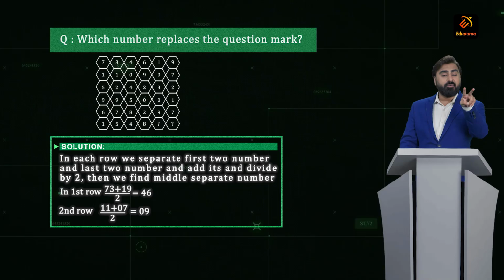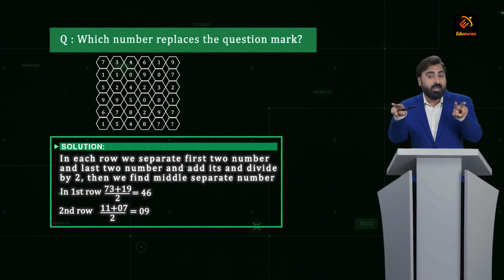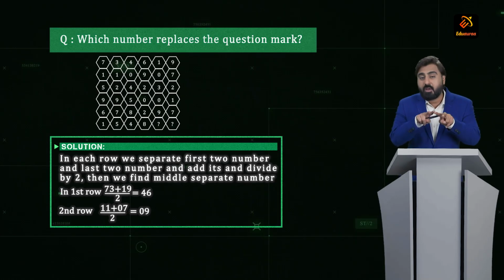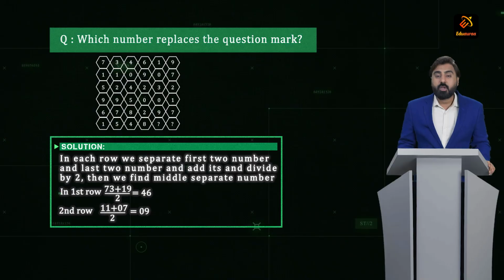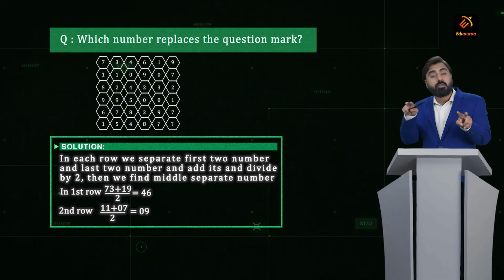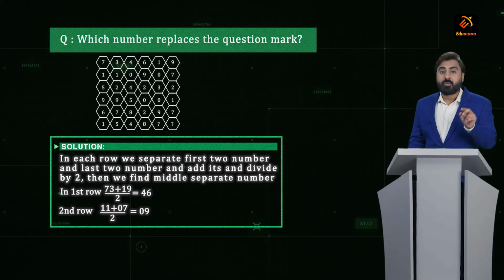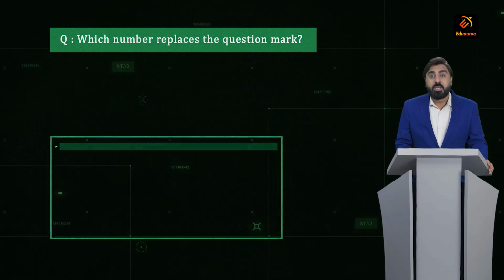So if we apply the same logic here, 11 of second row, 07 of second row, that is first two and last two. 11 plus 7 gives us 18. Divide by 2 gives us the middle two terms, that is 0 and 9. 52 plus 32, this total comes out to be 84. 84 divided by 2 gives us 42, which is the middle two terms.